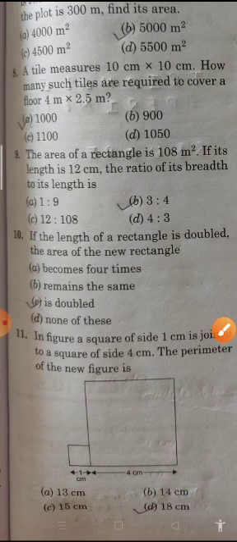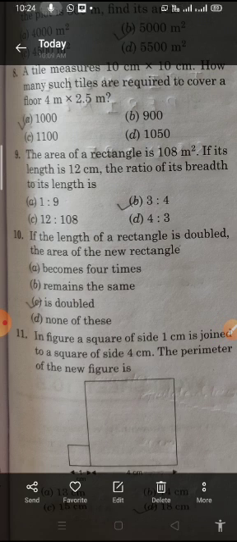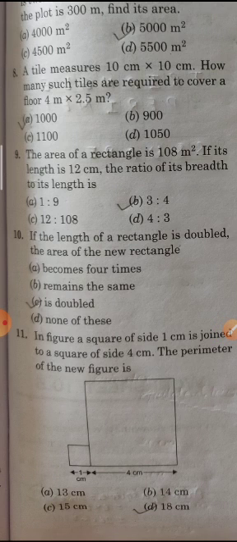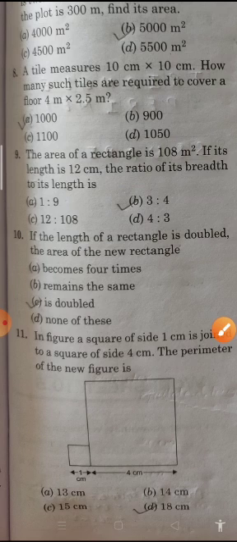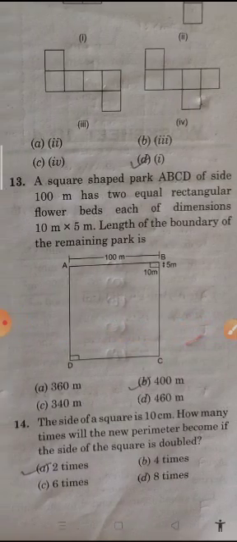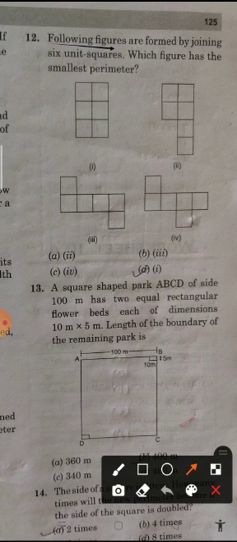So we know the sides are 4 and 1 centimeter. The perimeter is the length of the boundary. So 4 plus 4 plus 5, 3, 1, 1. Add all, 18 centimeter. Option D is correct, 18. Question 12. The following figures are formed by joining 6 unit squares. Which figure has the smallest perimeter? Option 1 has the smallest perimeter.